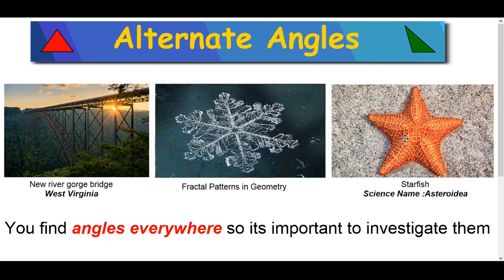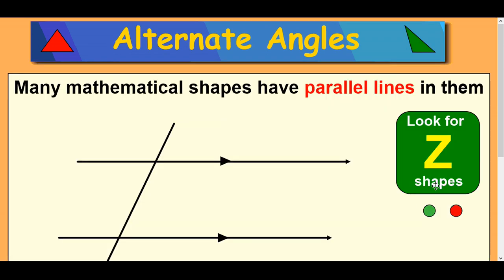And then you've got other places. There's loads of places. Last lesson I talked about hexagons and bees and things, but you've got starfish here, which are created with some nice angles in them. And in fact, their scientific name that I only found out just recently is Asteroidea, which is a bit of a funny name for them. Anyway, let's get into the idea of alternate angles.